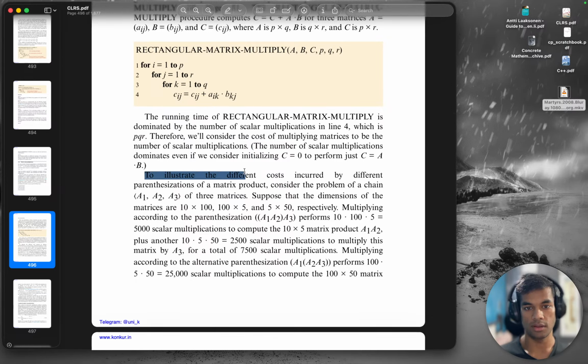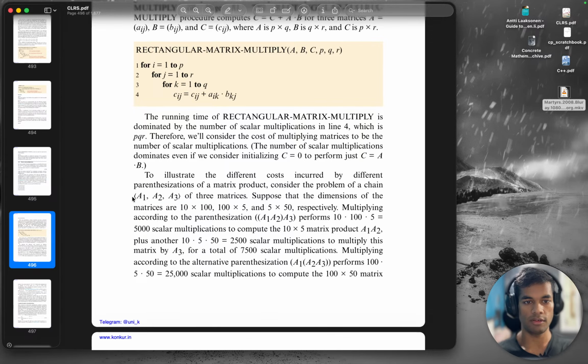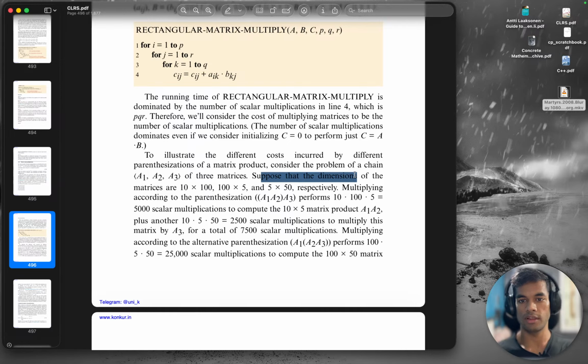And to illustrate the different costs incurred by different parenthesizations of a matrix product, consider the problem of a chain. Let's say we have three matrices A1, A2 and A3. Suppose that the dimensions of the matrices are 10 by 100, 100 by 5, and 5 by 50 respectively. According to this parenthesization, we can multiply A1 and A2 first, and then whatever the product is, we multiply that by A3.